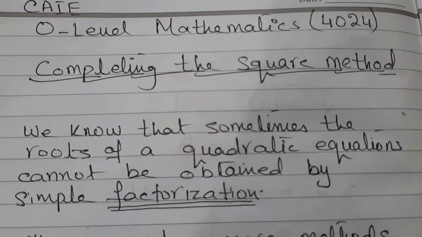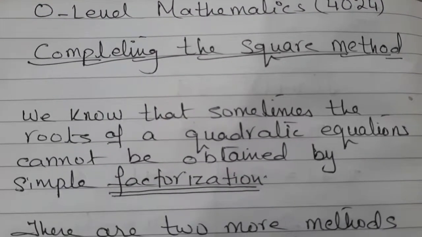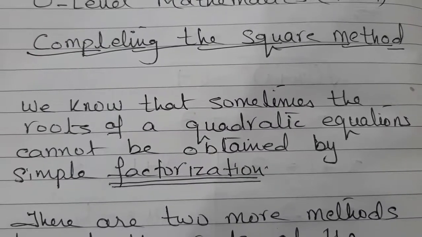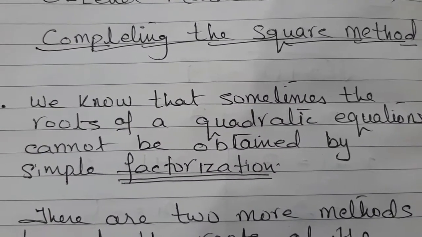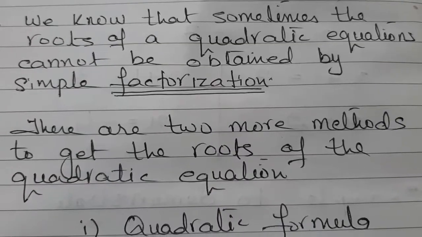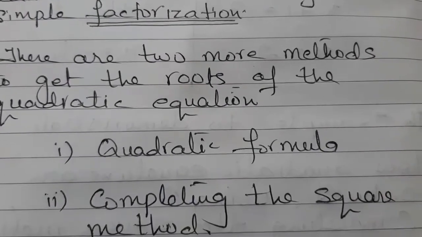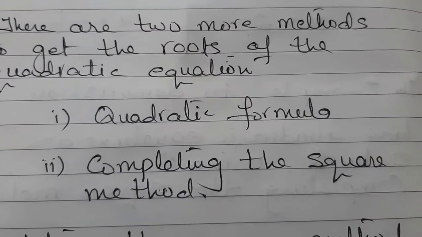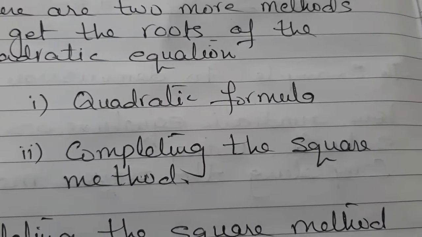We know that a quadratic equation can be solved by different methods. One method is factorization. But a quadratic equation cannot always be solved by factorization. So what are the other methods? The other methods are the quadratic formula and the completing the square method. You can use the graphical method also, but we are not talking about graphical right now.